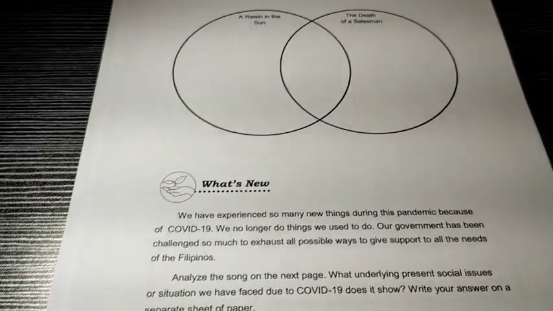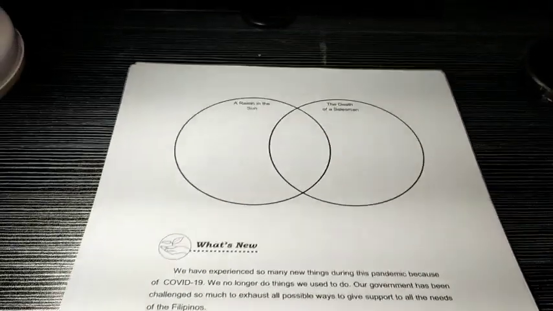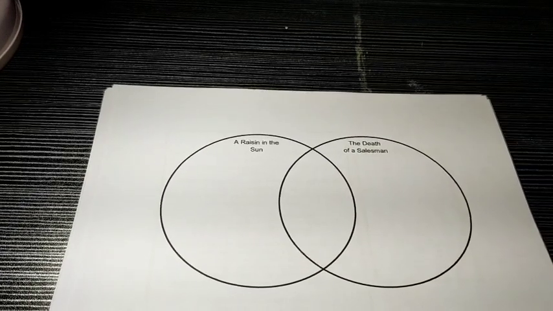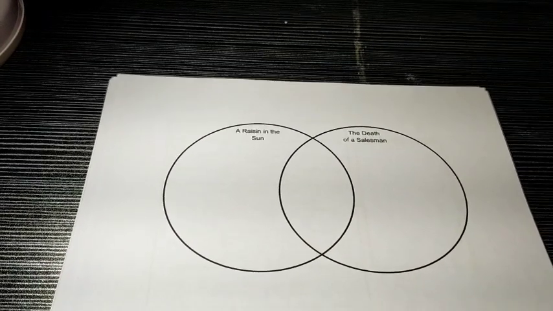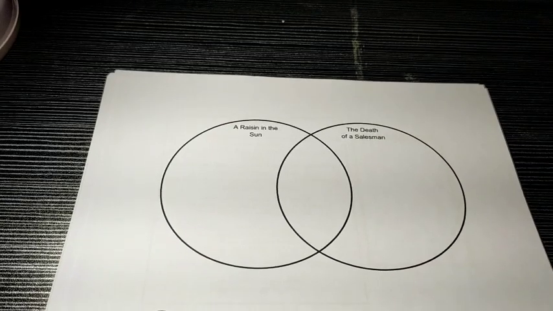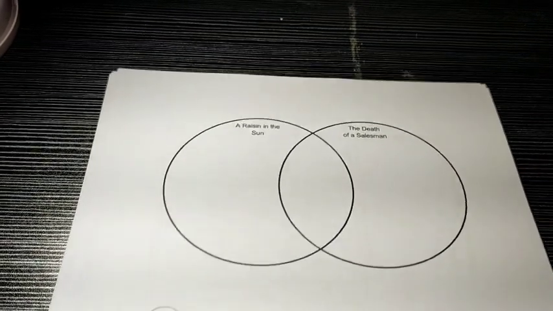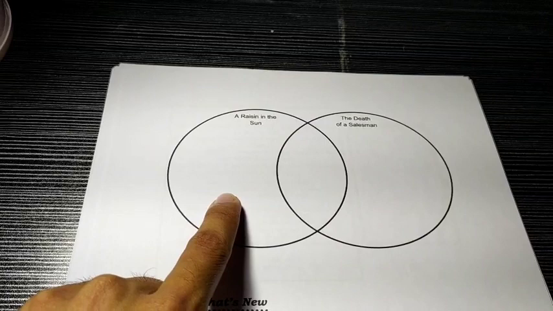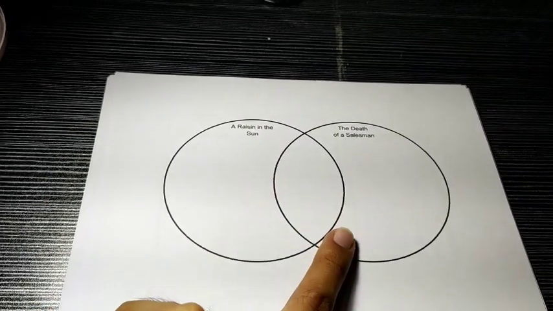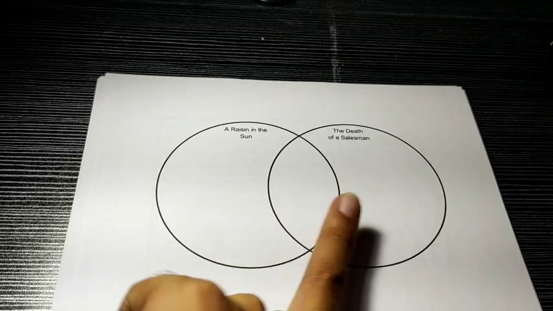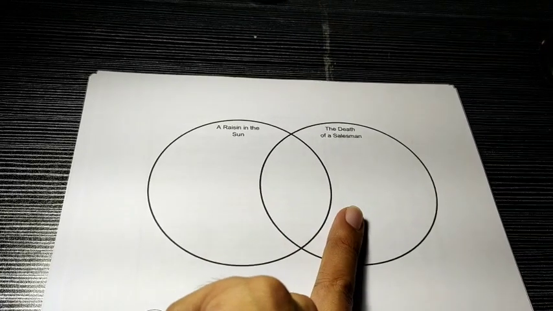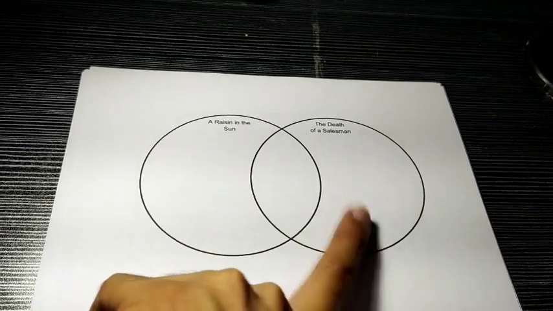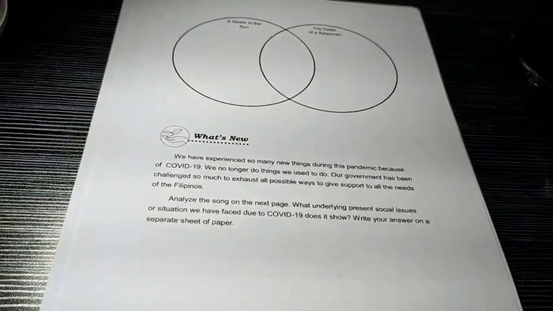Then going to the next one, you will answer the activity, compare and contrast, using a Venn diagram, like the activity we had in our previous module. So A Raisin in the Sun is the first circle, the second circle will be The Death of a Salesman. In the middle, you will write their similarities, and in the spaces here, what A Raisin in the Sun has while The Death of a Salesman doesn't have. In the same way, what The Death of a Salesman has while A Raisin in the Sun doesn't have. So differences, similarities.